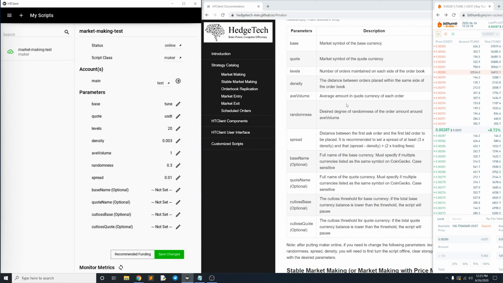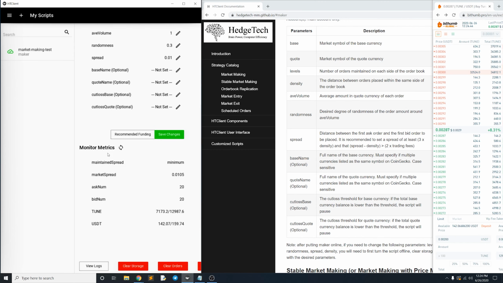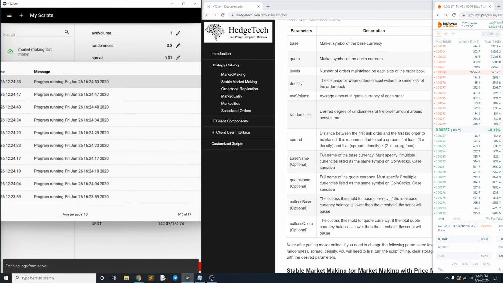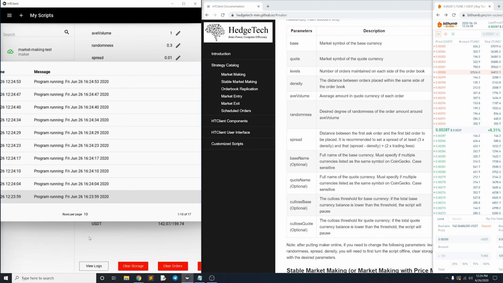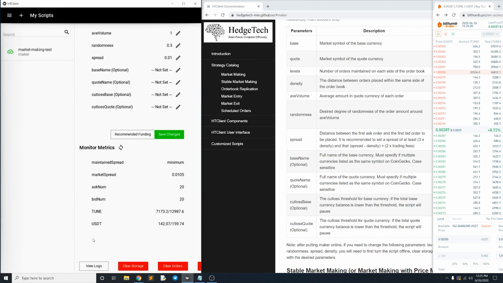Just want to mention that we have no latency on our side. We're just limited by the API request limits of each exchange. You can see here the monitor metrics. These are the market metrics that are actually pulled from the exchange order book. And if you want, you can check the server logs, and you can see that the program has been correctly running, and you might see errors and take action at that point.